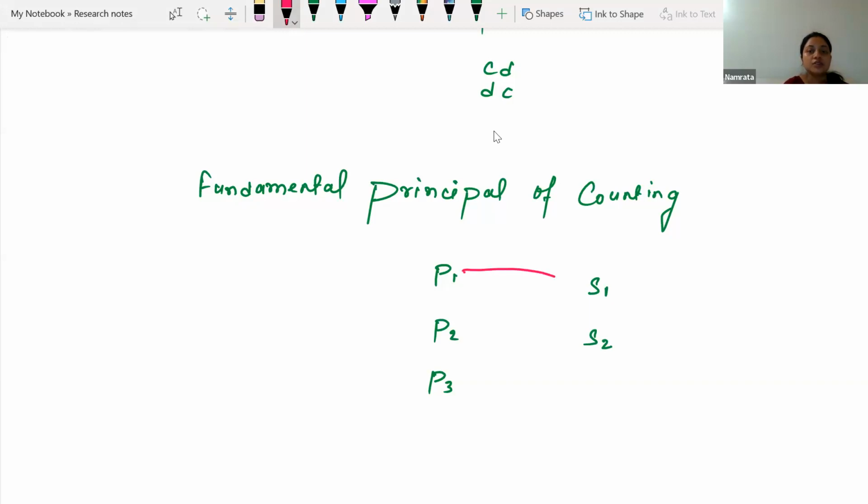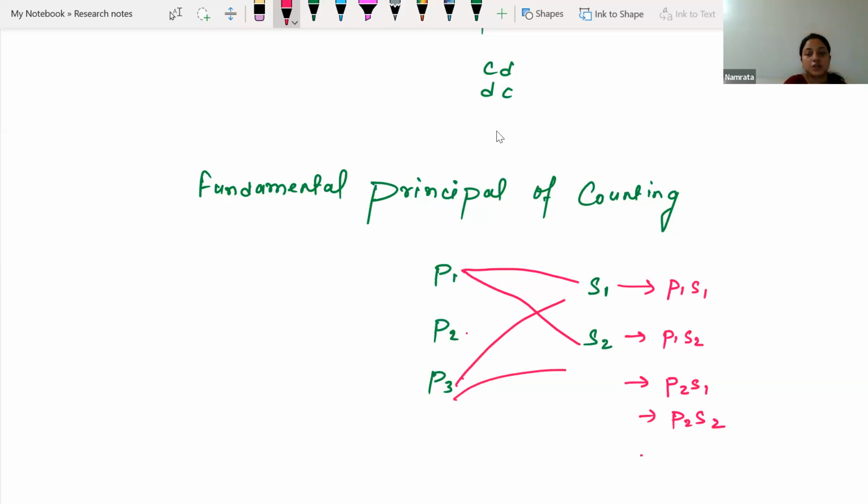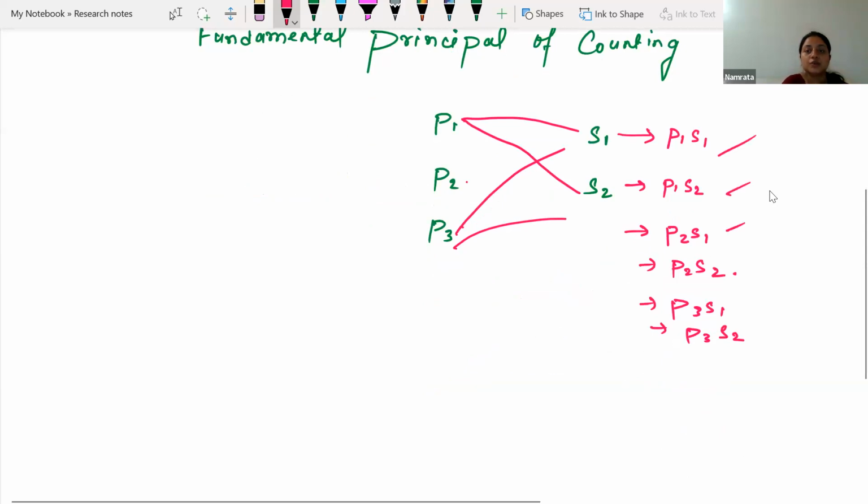Pant 1 with the first shirt, or pant 1 with the second shirt. So this is one possibility, and another is pant 1 with shirt 2. The next possibility is pant 2 with shirt 1 and pant 2 with shirt 2. Then pant 3 with shirt 1 and pant 3 with shirt 2. Let's see how many possibilities we got: 1, 2, 3, 4, 5, 6. Total 6 possibilities, right?